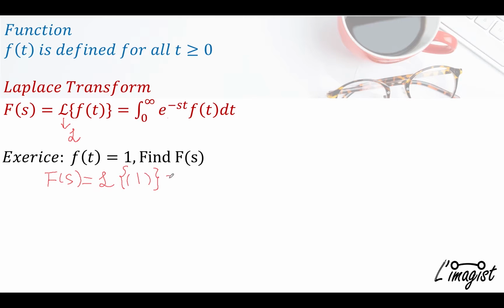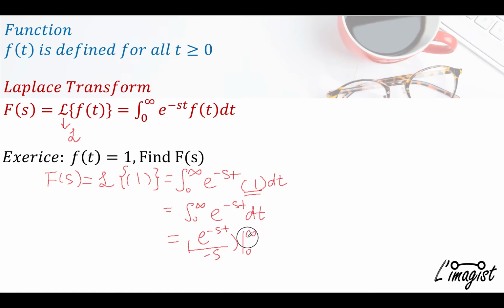That's the function. And that is equal to, from 0 to infinity, e to the negative st times f of t, which is the function, dt. Since this is 1, we can rewrite our equation as the integral from 0 to infinity of e to the negative st dt. Here we're going to use some of our integration skills, right? So if we take the integral of this function, it's going to be e to the negative st over negative s. And we're going to evaluate this from 0 to infinity.